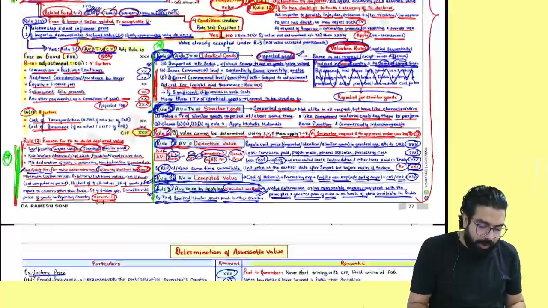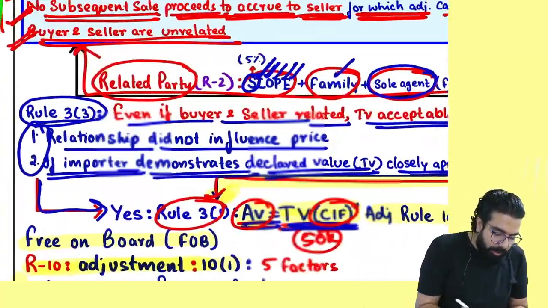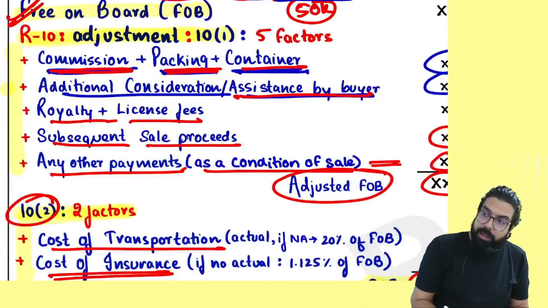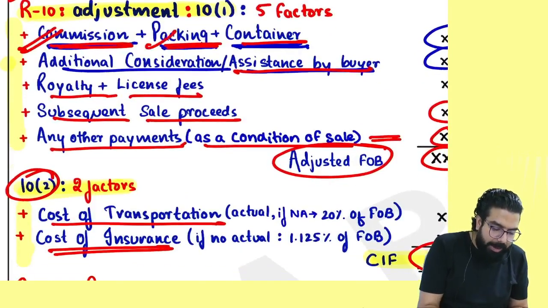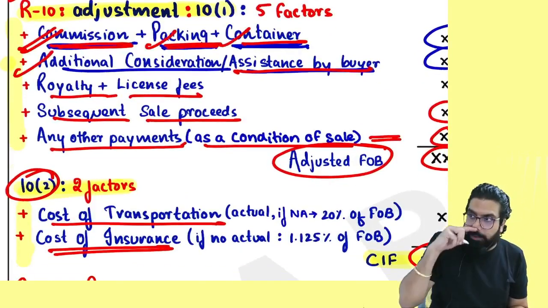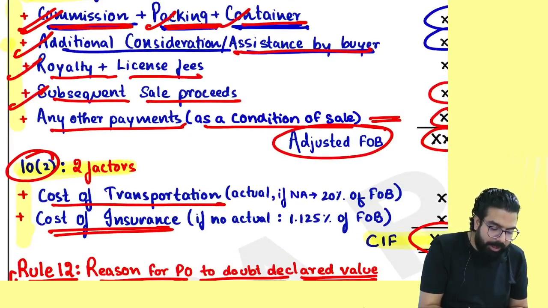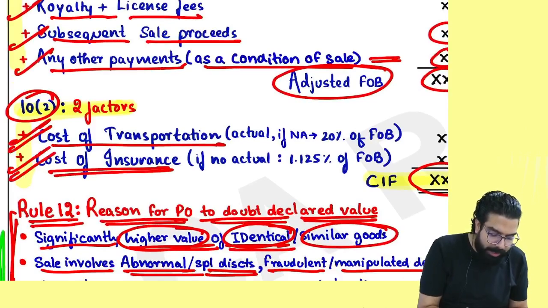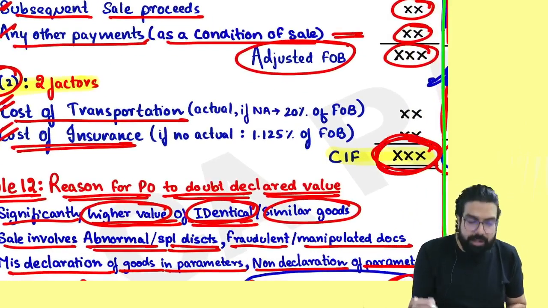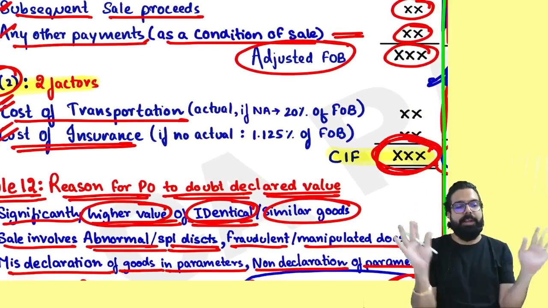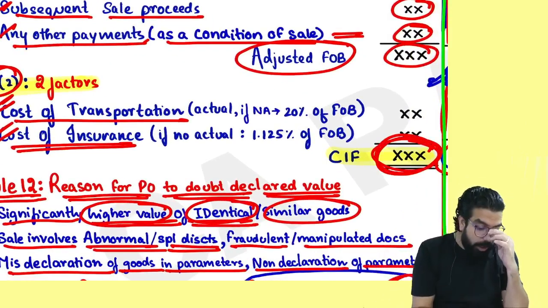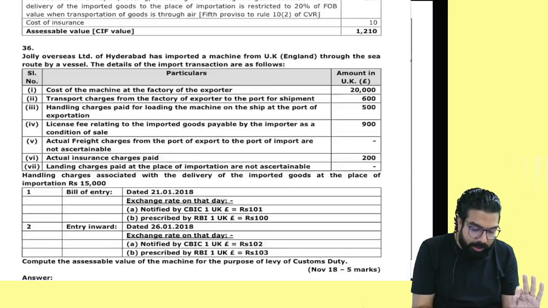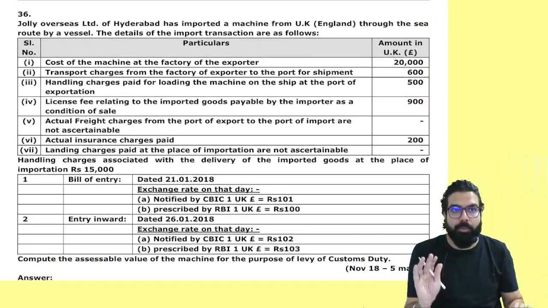Tell me one thing, everyone. What did we learn? First, take the FOB. Add what? Commission, packing, container. Additional consideration, whatever is there, royalty, subsequent sale proceeds, and this amount. Then you add 10(1) and 10(2), and you'll arrive at the CIF price. Is my point clear till here? Now, I will go ahead and do one question with you guys, and then we'll move ahead.